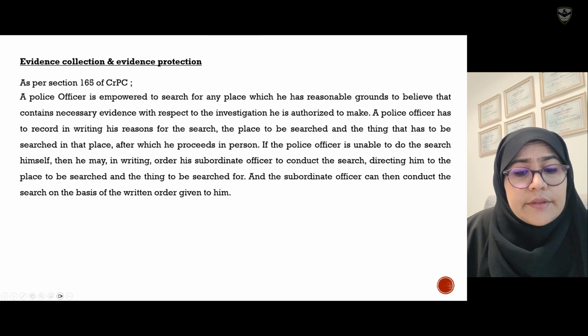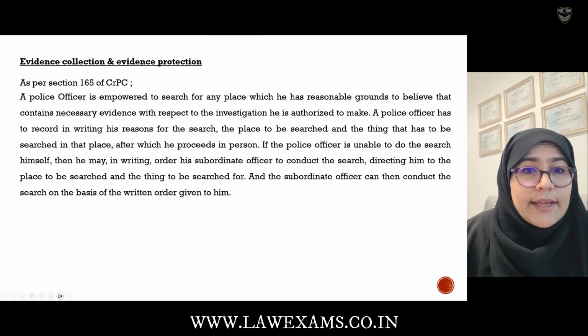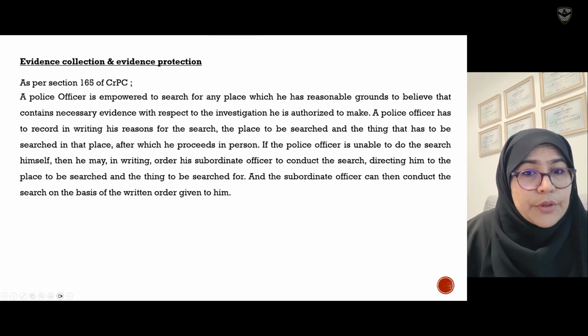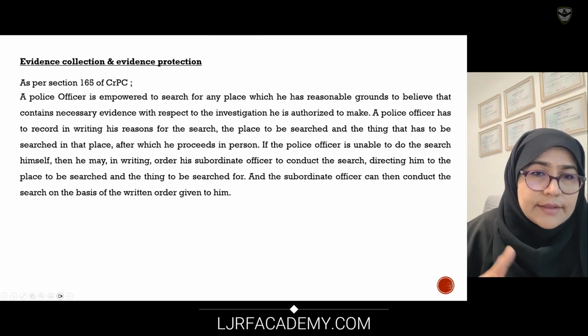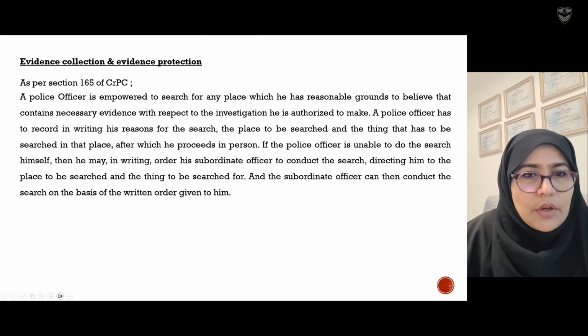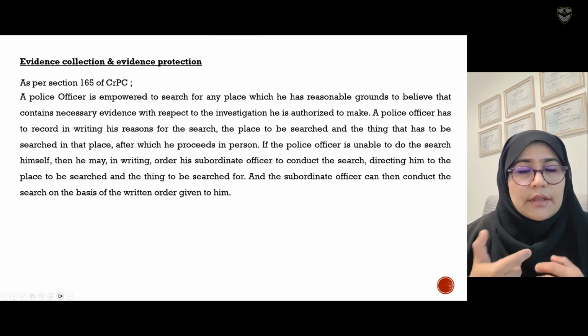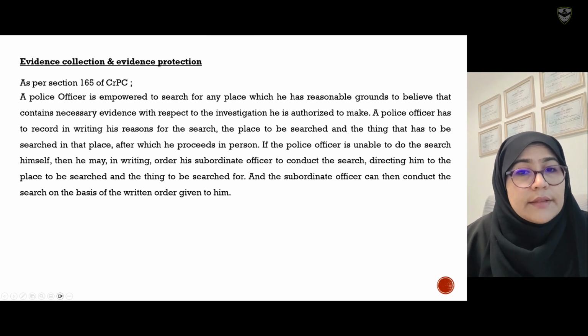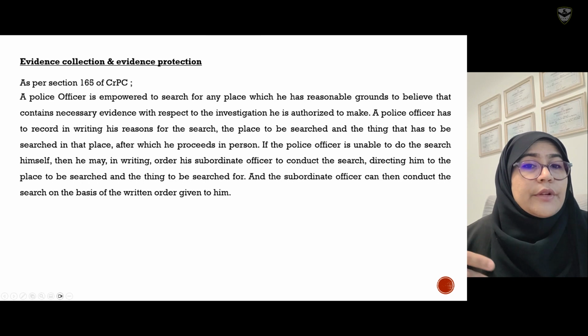If the police officer is unable to do the search by himself, then he may, in writing, order his subordinate officer to conduct that search. He can ask his subordinate to conduct that search, or direct him to the place to be searched, the thing to be searched, or the substance he has to find out. The subordinate officer can then conduct the search on the basis of the written order given to him. So for conducting the search, the subordinate officer should get an order from his superior officer.